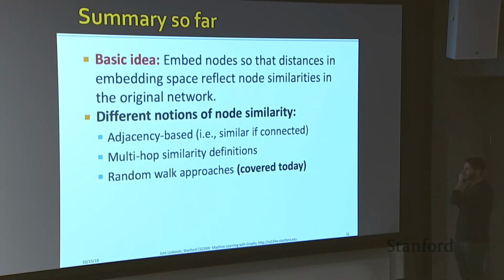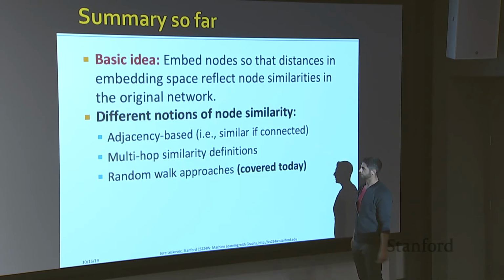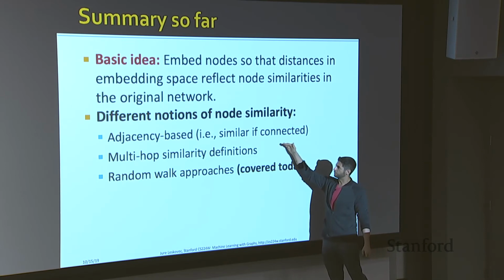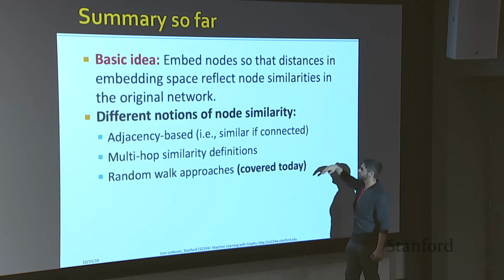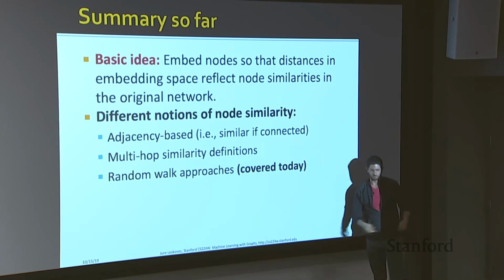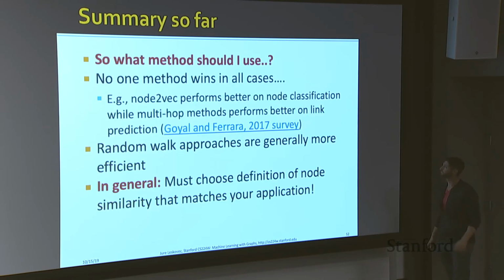What we covered today is basically random walk approaches to define node similarity. We moved away from only using adjacency-based features or multi-hop similarity, meaning how much nodes have in common in terms of neighborhood, to something more powerful where we explore our graph much more in depth.